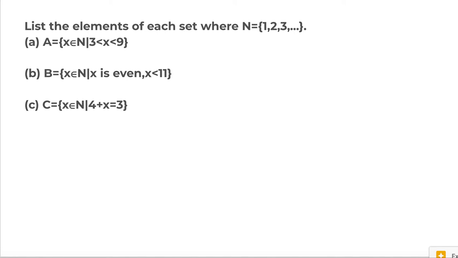List the elements of each set given the natural number set 1, 2, 3, like all natural numbers. You have to write 3 sets down. The first one is A, where x belongs to natural numbers and x is greater than 3 and less than 9. Second, x is a natural number, x is even, and it is less than 11. And third, x is a natural number, and 4 plus x is equal to 3. Let's take 40 seconds to answer this question.